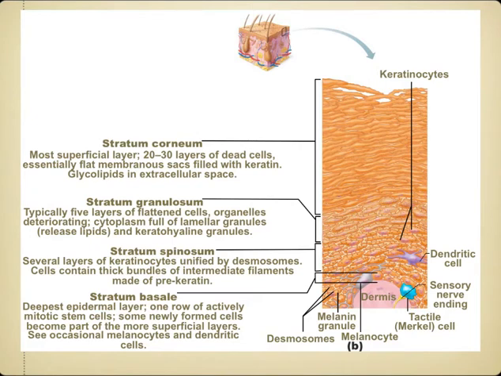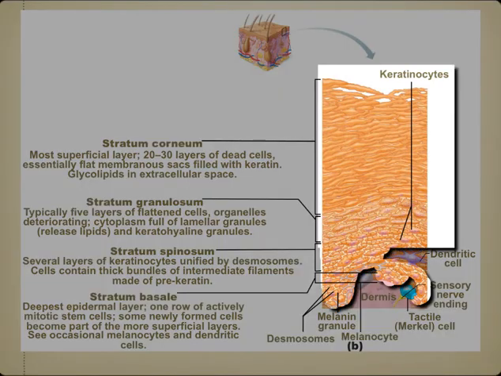We have labels on the side, which I'm going to ignore because we've already talked about those layers. I want to focus on the named cells at the bottom of this picture. And I'm going to zoom in and talk about a few of these things along the way, because we see a whole lot of keratinocytes that basically are most of the cells in this picture.